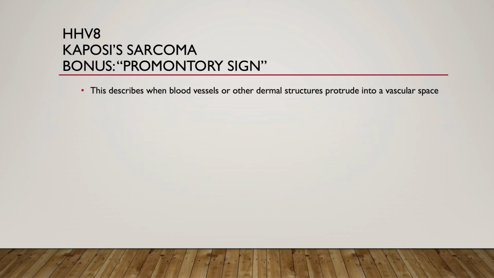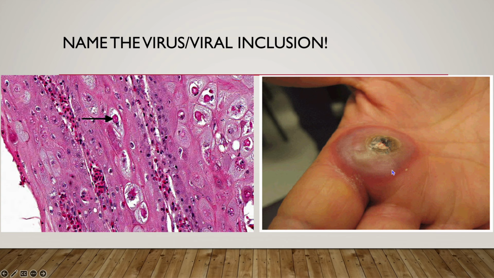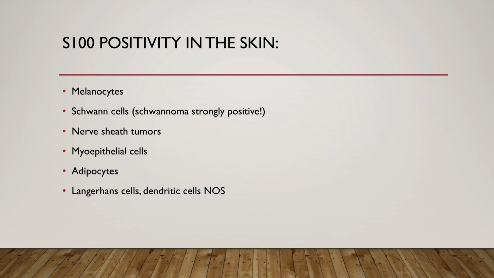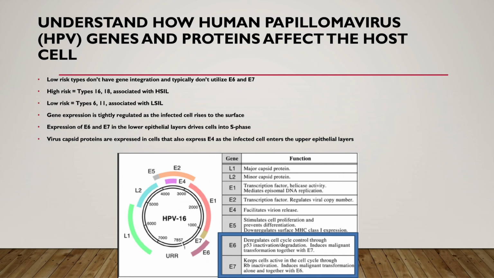So this is the hand of a farmer who tends to goats and sheep, and you have these cytoplasmic inclusions. So this is orf, or ecthyma contagiosum, and it's a parapox virus of sheep and goats. And then S100 is not just for melanocytes, it also stains Schwann cells. That's why schwannomas are diffusely S100 positive. Also for nerve sheath tumors, myoepithelial cells, adipocytes, Langerhans cells, dendritic cells. High-risk types are 16/18, associated with HSIL, and LSIL low risk is 6/11.